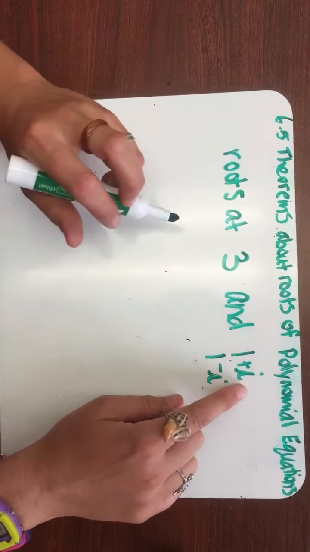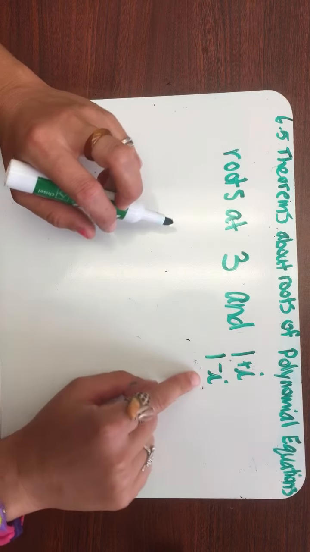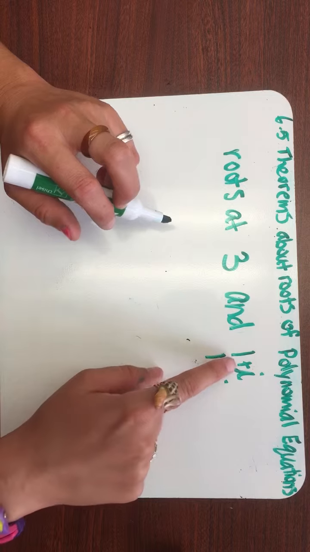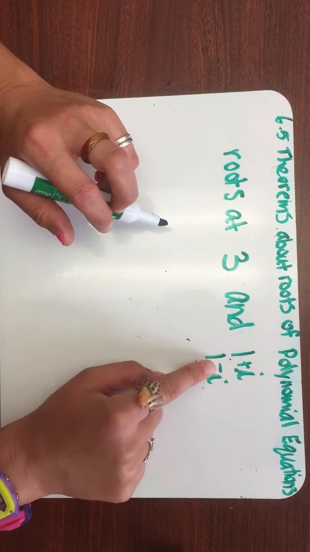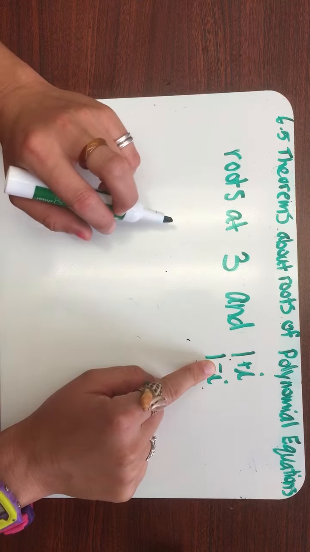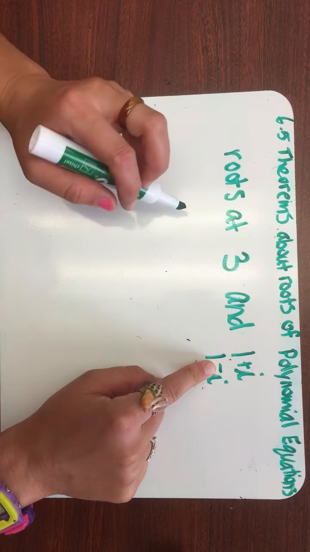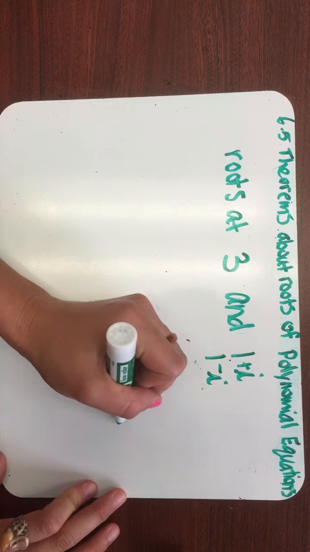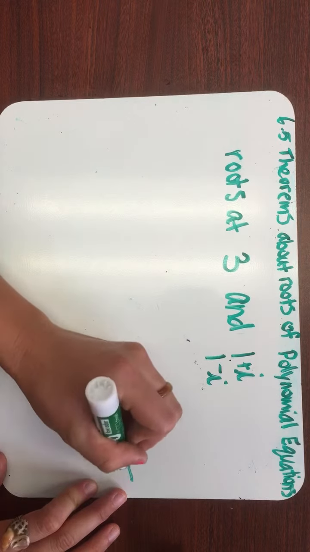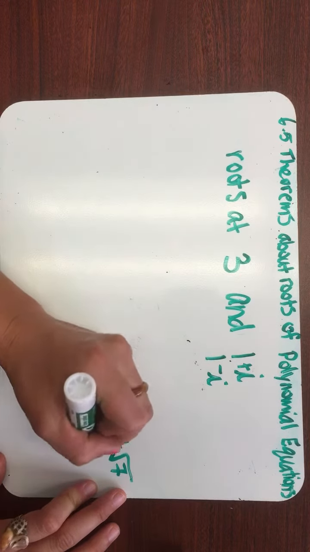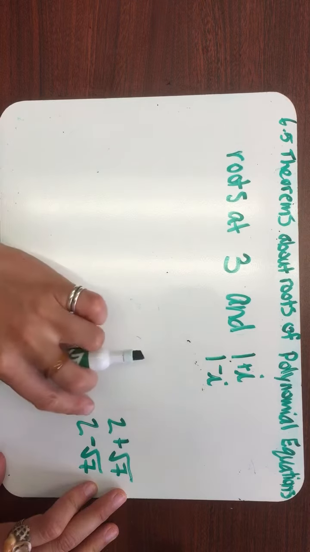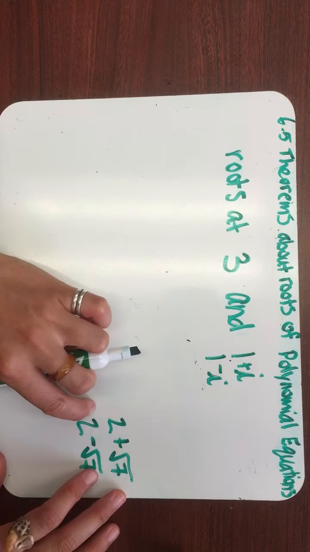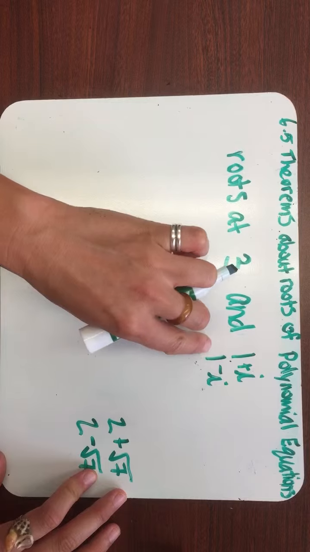So if you have an imaginary root, you also have its conjugate. And the conjugate is just changing the middle sign. That goes for irrational roots as well. For example, if we have 2 plus the square root of 7, then I also have 2 minus the square root of 7. This is by the irrational root theorem, and this is by the imaginary root theorem.